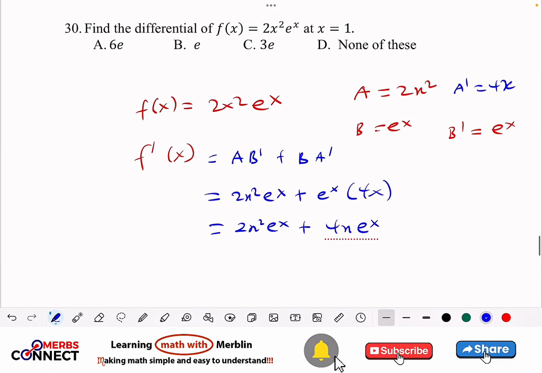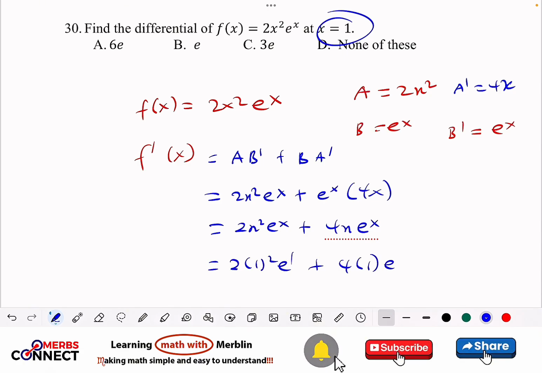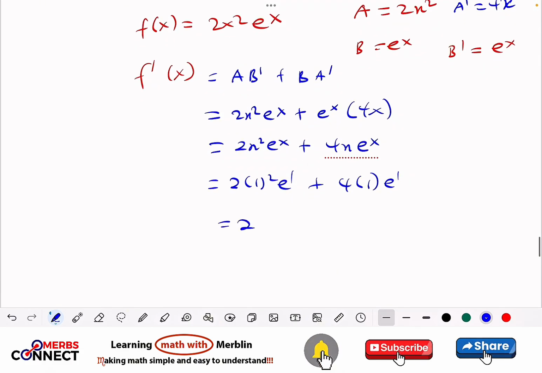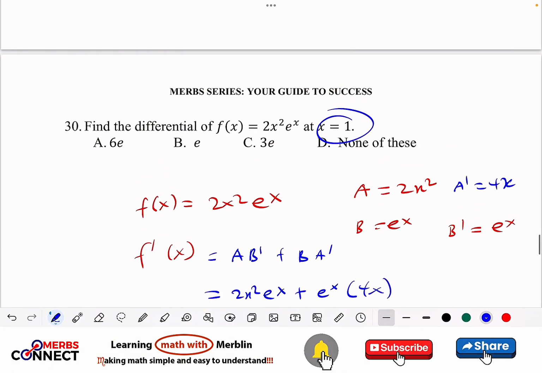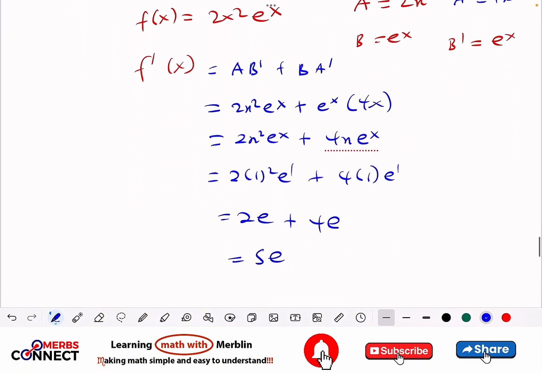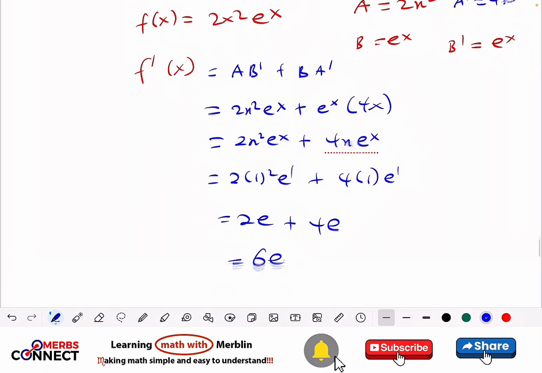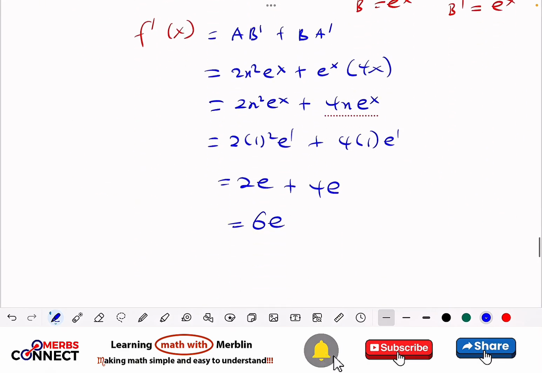Okay, at x is equal to 1. So when x is 1, 2(1 squared)e^1 plus 4(1)e^1. So this is 2e and 4e, and this is going to give us 5e. We don't have 5e. It's supposed to be 6e rather. Okay, so that's 30 for us.